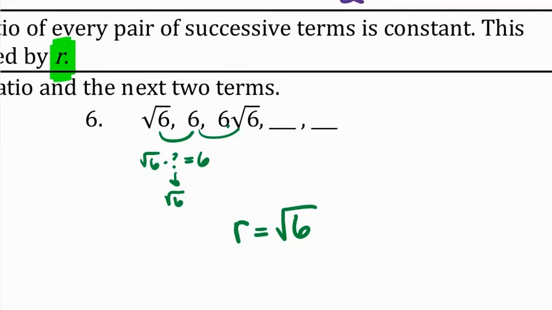Okay, so if we keep doing that multiplication, 6 radical 6 times radical 6, well, that would make 6 times 6, which is 36. And then again, multiply by radical 6, we get 36 radical 6. And we could keep going from there if we had to get more terms, right?